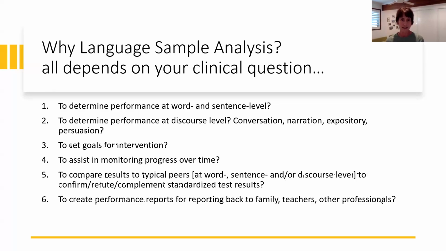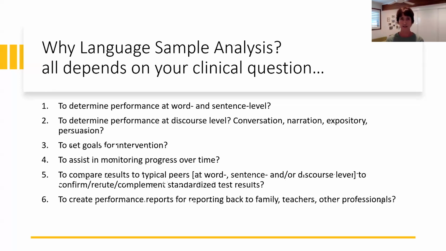We may want to look at the discourse level. So that's at the overall level of a child's narrative, for example. And there's conversation, narration, expository, persuasion. There's a whole long list of different discourse types. And we may want to do it to set goals for intervention. Having standardized scores on a CELF or a TILLS is one thing, but how can we then get some really functionally relevant goals for that particular child? It will really assist us in monitoring progress over time, of course.